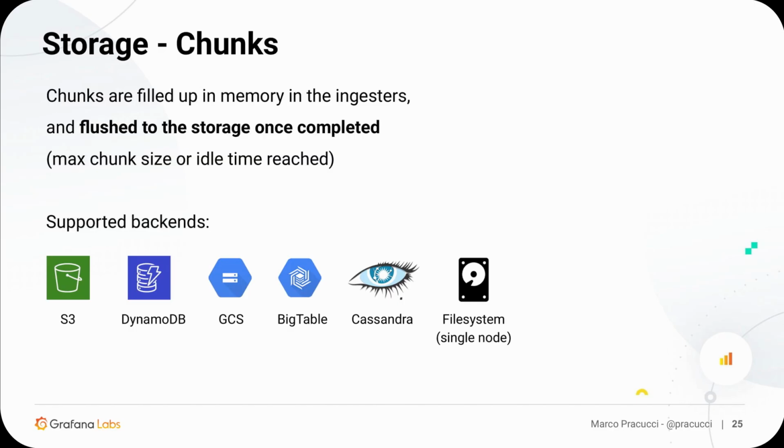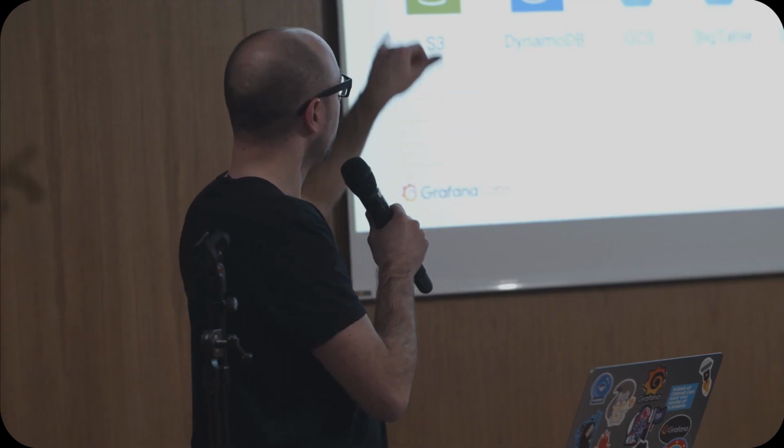So, the chunks, as I mentioned previously, are filled up in the ingester memory, and they are flushed to the storage once they are complete. The chunk is considered complete when the maximum chunk size in megabytes is reached, or an idle time is reached. Think about an application which you decommission, so it stops logging. The log stream generated by that application will not push logs anymore. At some point, the logs which are in memory in the ingester need to be flushed to the storage. That's the reason why we need an idle time.